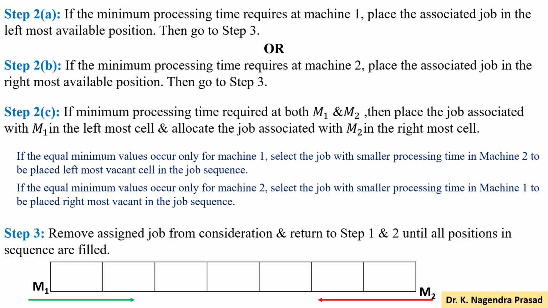And next, step 3 is to remove the assigned job from consideration and return to steps 1 and 2 until all positions in the sequence are filled. So this is Johnson's algorithm.